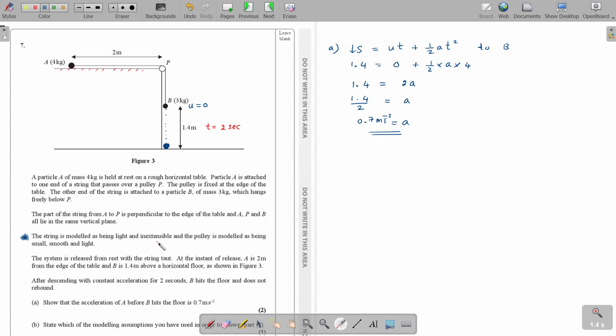Okay, so go to the M1 book. In the table, you will see for the string being inextensible, they say the acceleration is equal at both ends of the string. Okay, so that is there in your M1 book. Part B, so you can say inextensibility of the string. That is the modeling assumption that we have used from this particular section.